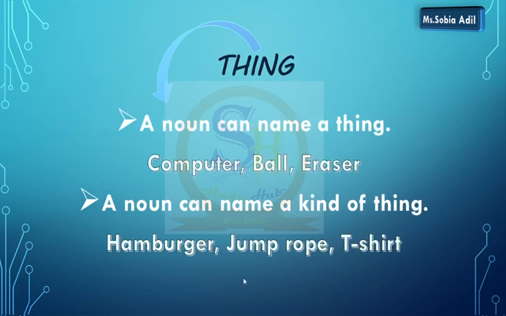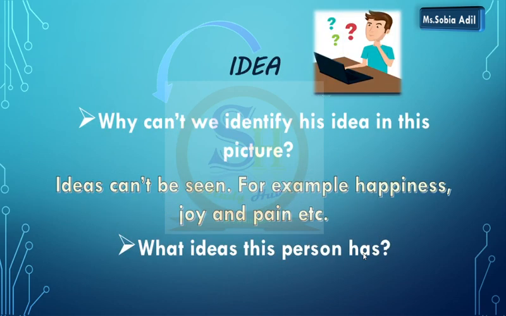Alright, next one is thing. A noun can name a thing like computer, ball, eraser. These are the things. We use specific name for those things. A noun can name a kind of thing. A kind of thing right here means हम उनको भी, चीज़ों को भी divide कर देते हैं different categories में और उनको हम name दे देते हैं, like hamburger, jump rope, t-shirt, etc.